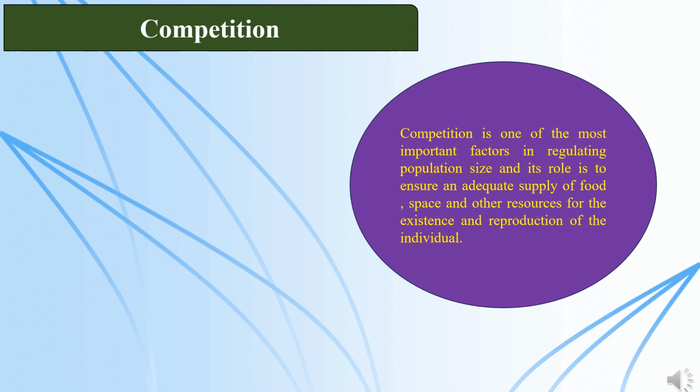One is competition. Competition is one of the most important factors in regulating population size, and its role is to ensure an adequate supply of food, space, and other resources for the existence and reproduction of the individual. The individuals of a population have to compete for food, shelter, mating, etc. This may lead to increased mortality, destruction of nest, loss of food supply, decreased reproduction, increased predation, dispersal into other populations, decreased health and vigor, etc. All the above factors tremendously influence the population density.